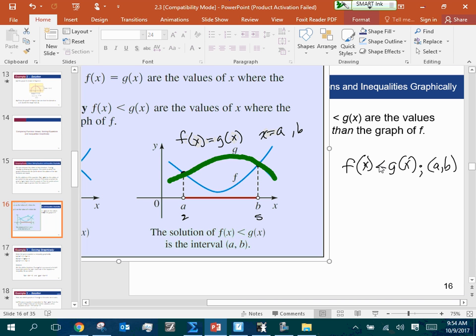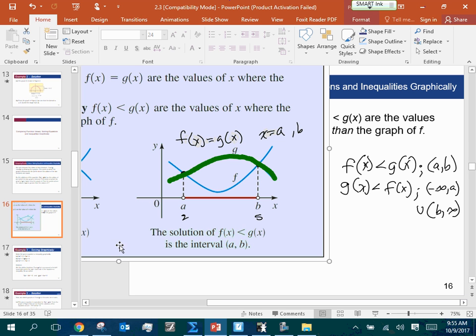Now, if I know where they're equal and I know where f of x is less than g of x, can I say I know where g of x is less than f of x? Yeah, it's everywhere else now, right? You found equality, you found where f of x is less than g of x, so now where g of x is less than f of x, that's over here. So from maybe negative infinity up to A, union B up to infinity. And now you can flip those around. You can say f of x is greater than g of x, or g of x is greater than f of x, but the domain values would still be maintained.